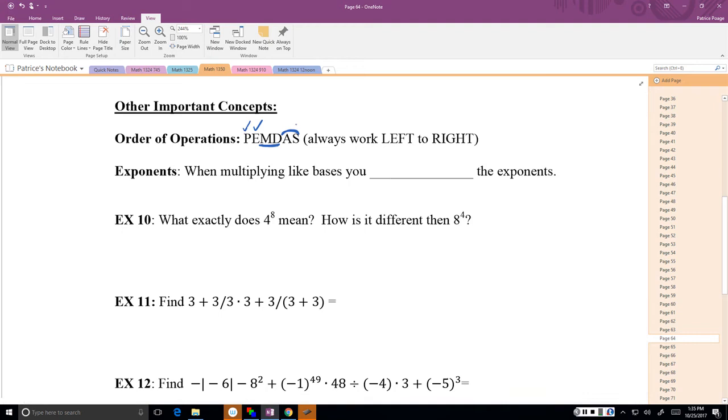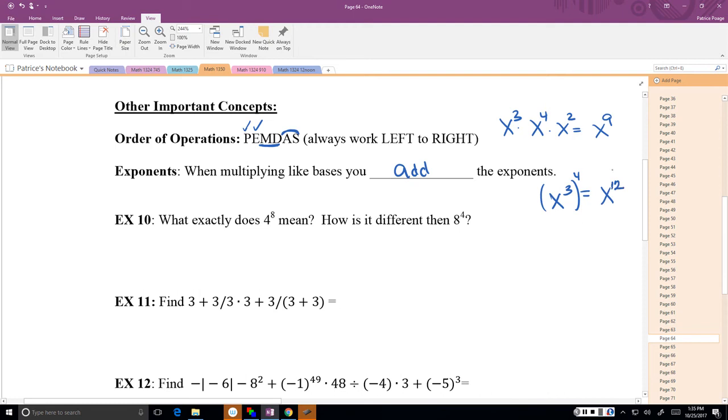When multiplying like bases, for instance, x to the third times x to the fourth times x squared, what do you do to the exponents? You add them. And so this would be x to the ninth right there. Okay. When you have a power to a power, for instance, like that, what do you do to the exponents? You multiply them.